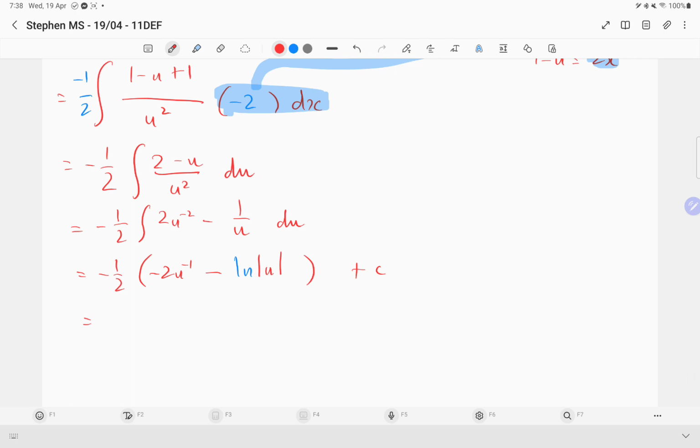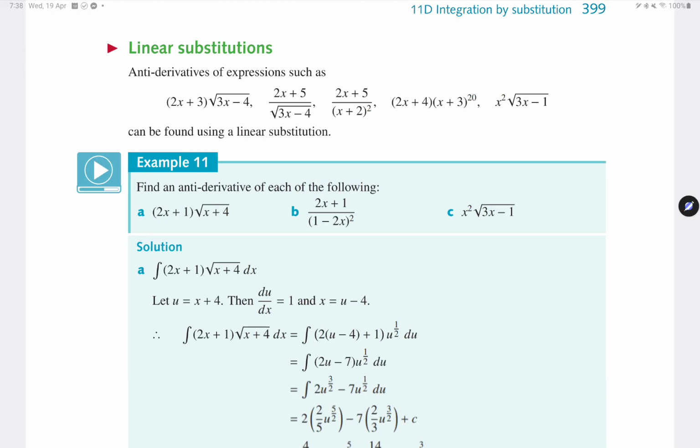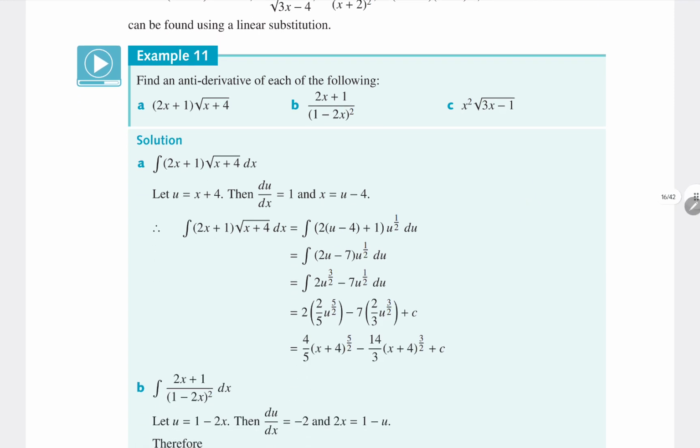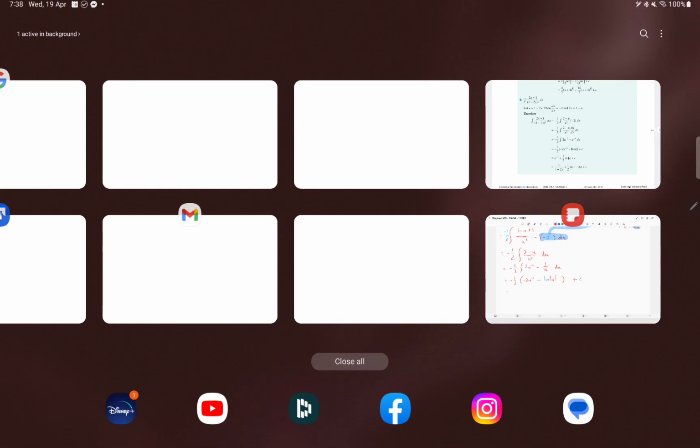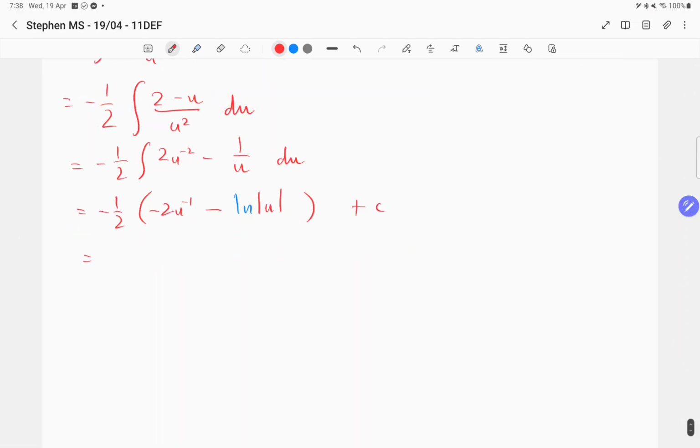And u can't be equal to 0, I'm pretty sure. They don't specify, I think it's implied. So, moving on. That would be just times that in. Negative 1/2 times negative 2 is 1. So that would be just u to the power minus 1, or 1 over u, plus half ln u.